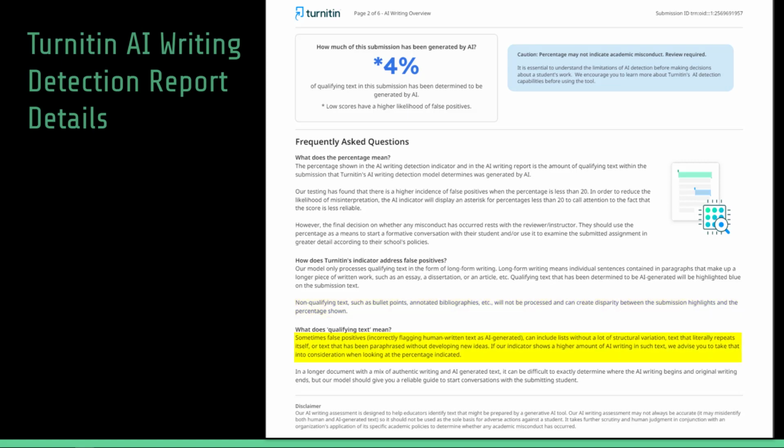Sometimes false positives can include lists without a lot of structural variation, text that literally repeats itself, or text that has been paraphrased without developing new ideas. In a longer document with a mix of authentic writing and AI-generated text, it can be difficult to exactly determine where the AI writing begins and original writing ends.